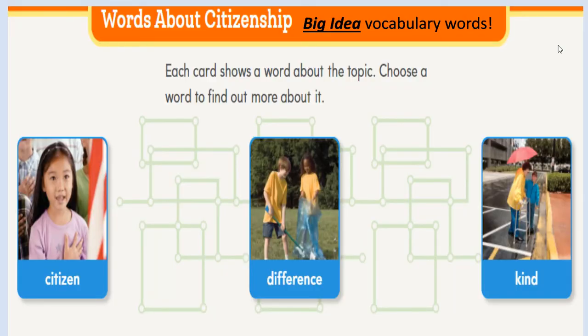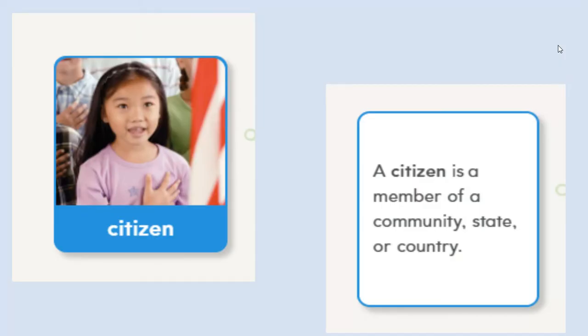Some big idea vocabulary words that were in this video, words that have to do with citizenship: citizen, difference, and kind. We're going to take a look at each of these one at a time. Citizen. A citizen is a member of a community, state, or country, right? And you can be a citizen of your classroom community, of your grade level community, of your school community. It doesn't have to be just a huge community like a state or a country. Communities can be as small as a classroom community.